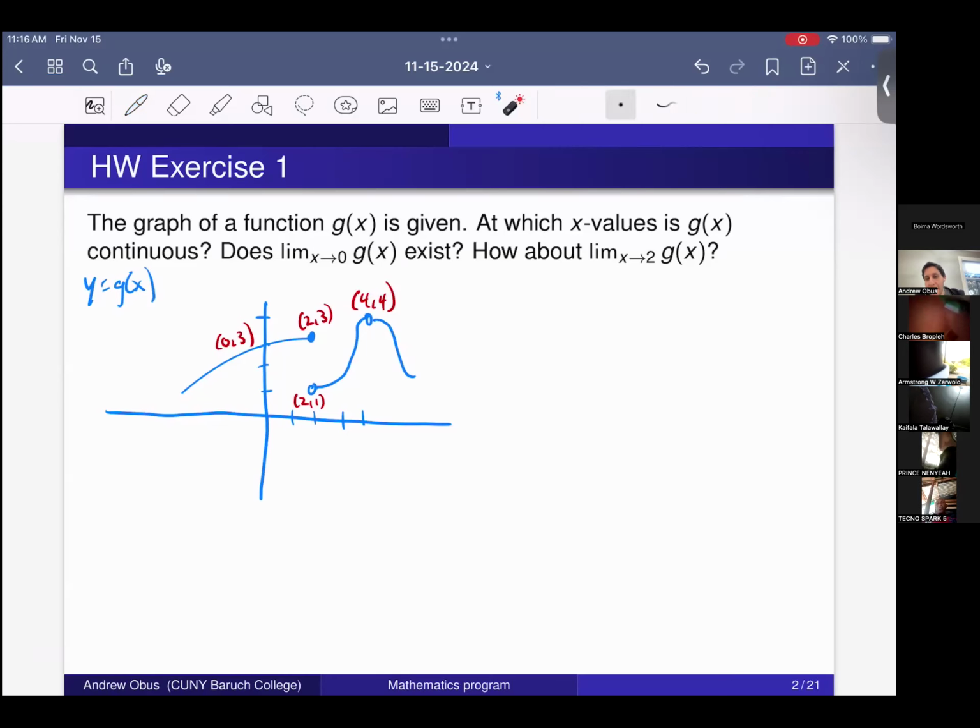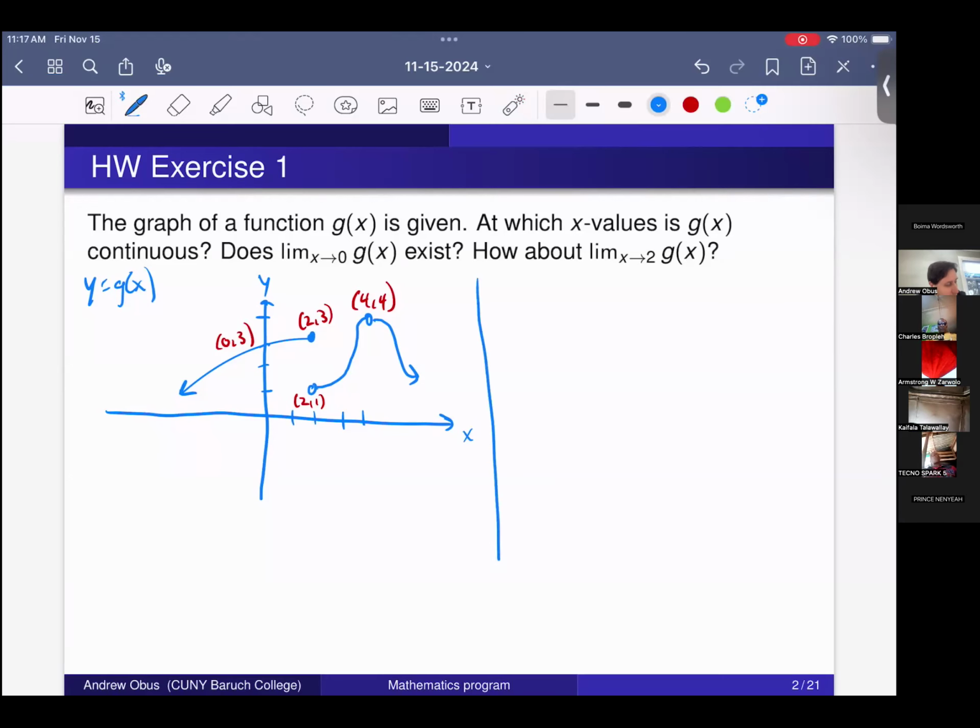And so this question asked several sub-questions. So we wanted to know, and you know, assume this goes on, right? Okay. So the question asked, at which values is g of x continuous? That means the limit as you approach that x value is the same as the actual value of the function there. And then the other thing we wanted to know is, does the limit as x approaches 0 of g of x exist? And then what about the limit as x approaches 2 of g of x? Okay, so this is really 3 questions. So let's answer the 3 questions. So where is it continuous?